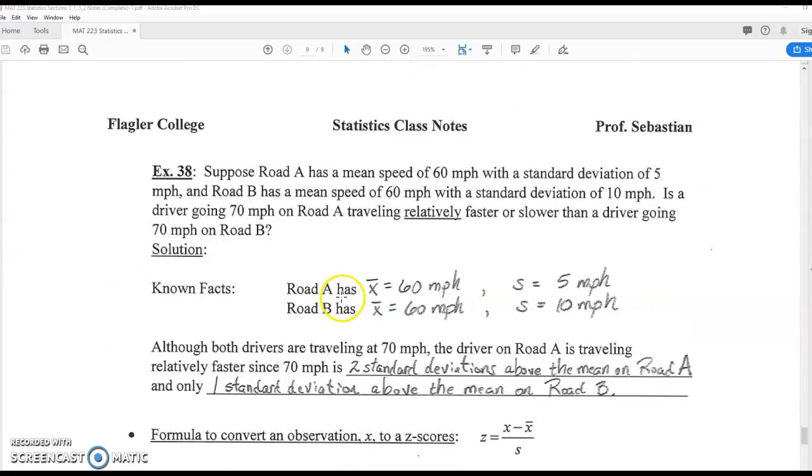As a simple example, example 38, suppose we have two roads. Road A has a mean speed of 60 miles per hour with a standard deviation of 5 miles per hour. And road B has a mean speed of 60 miles per hour, but with a higher standard deviation of 10 miles per hour. Is a driver going 70 miles per hour on road A traveling relatively faster or slower than a driver going 70 miles per hour on road B?